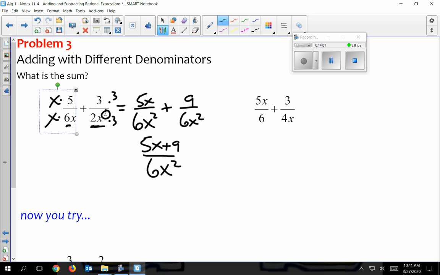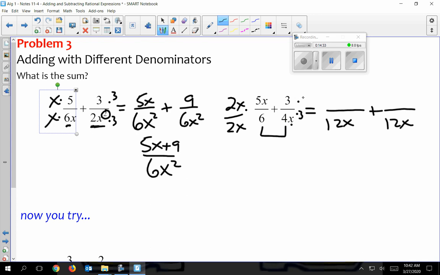All right. For this one, I'm looking at both 6 and 4. I think they both go into 12. And then I do have a power of x, so I'm going to need that too as part of my denominator, okay? So to make this fraction have a denominator of 12x, I had to multiply the top and the bottom by 2x, okay? To make this denominator 12x, I had to multiply it by 3, so I have to do it to the top and the bottom, okay? So 2x and 5x is 10x squared. And 3 times 3 is 9.